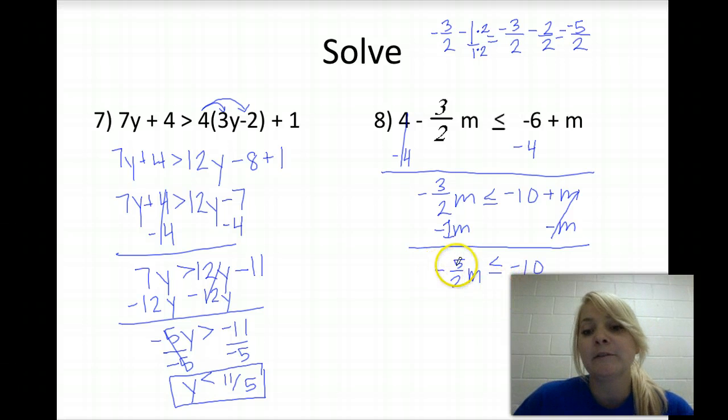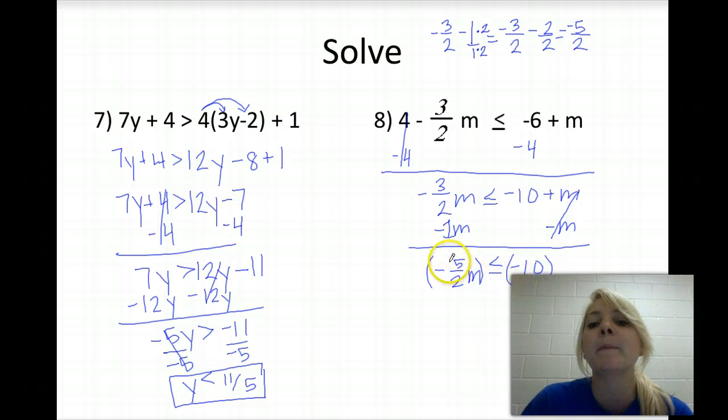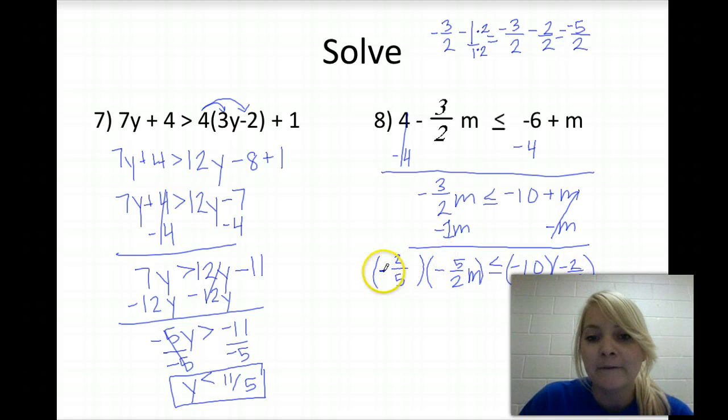All right, now I need to multiply both sides by the same value. Since we're multiplying our variable by a fraction, we're going to multiply by the multiplicative inverse, the reciprocal of our fraction. The reciprocal keeps the same sign, so it's still going to be negative, and our reciprocal will be 2/5. So we're multiplying both sides by negative 2/5. Keep in mind that negative 2/5 times negative 5/2 will become positive. We'll get 10 over 10, which is 1. So we're just left with the m isolated.